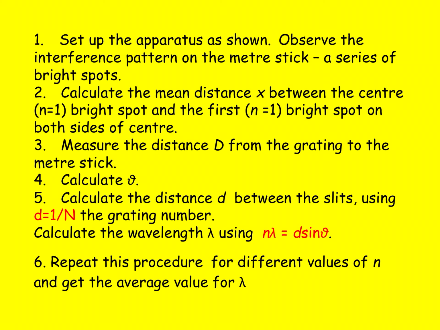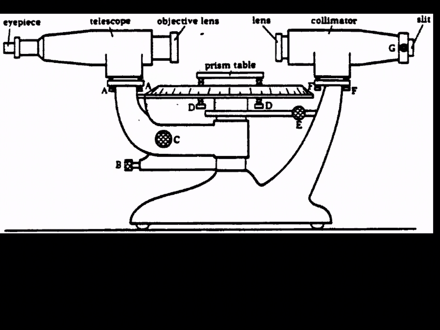of lambda. Now the reason we take the line on both sides and find the average, the n equals 1 is on both sides, is we might not have put the diffraction grating exactly perpendicular to the ray. So there would be a slight angle difference between one side and another. But if you measure the two sides and find the average, you eliminate this problem.